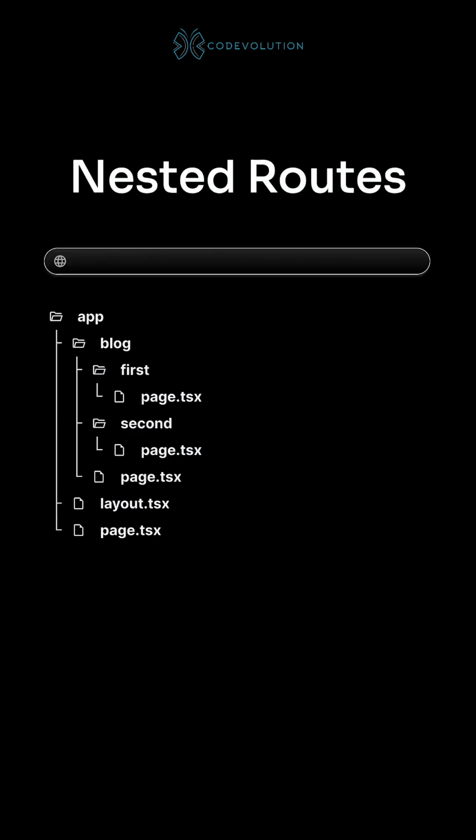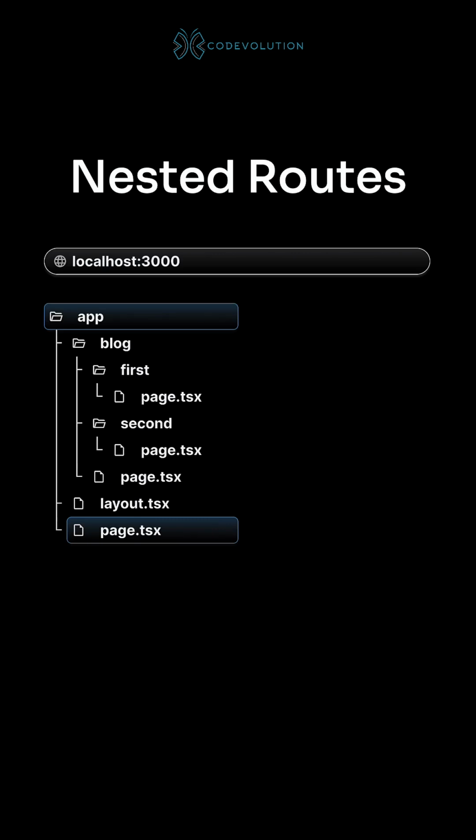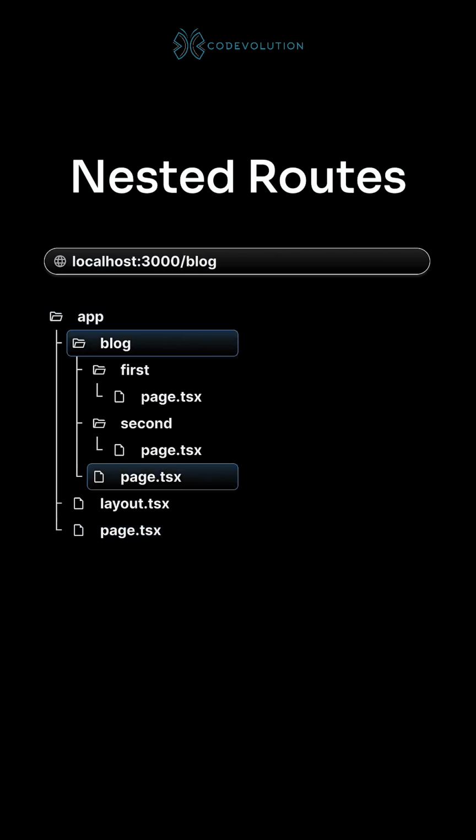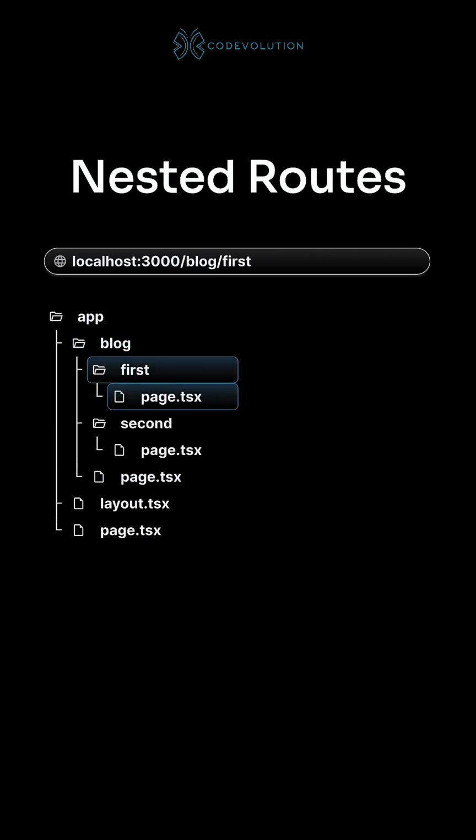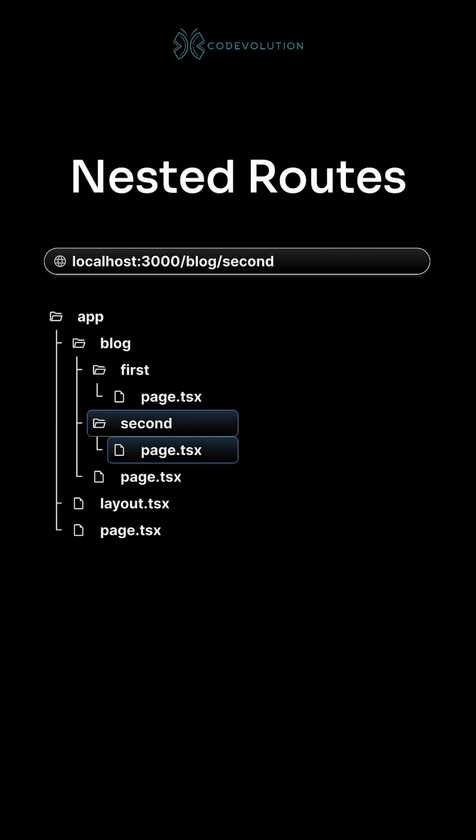To create a nested route, you can nest folders inside each other. Creating a block folder with two nested folders, first and second, will map to /block/first and /block/second.